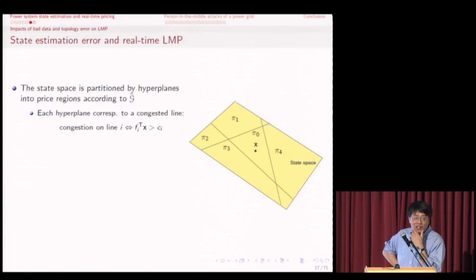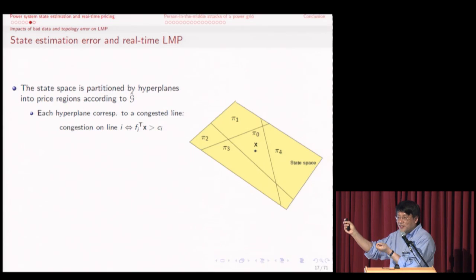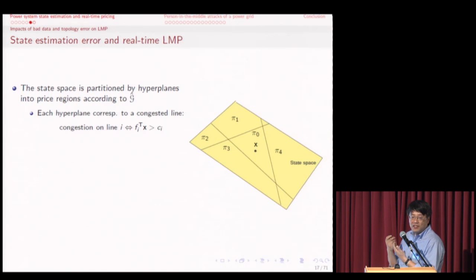Here, there is actually a geometric way to see this problem. I can view a state space, plotted as the yellow plane here. At any moment, the state of a power network is one point in this state space, because it's an n-dimensional space. Each one of these lines corresponds to a linear equation: a linear combination of the states is greater than a certain value. You can view the power flow at each line as a linear combination of the state of the system. So this line would represent a particular congestion condition. On one side of this line, it will be congested. On the other side, it would not be congested.